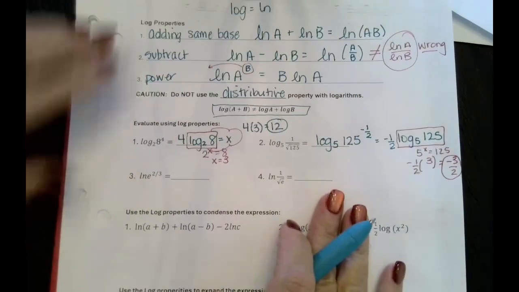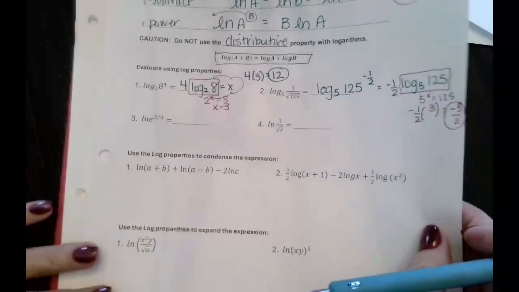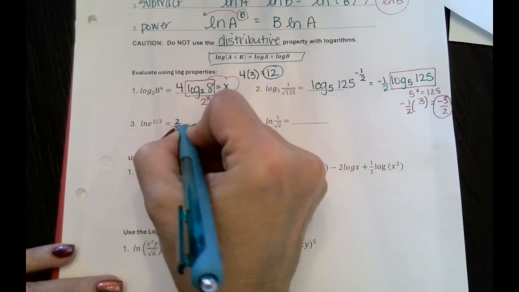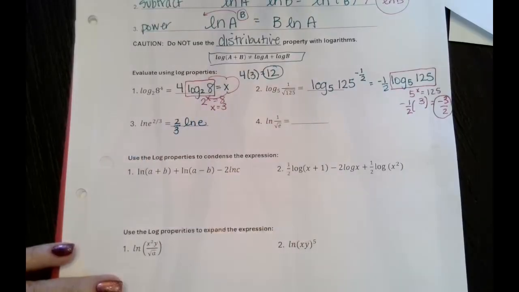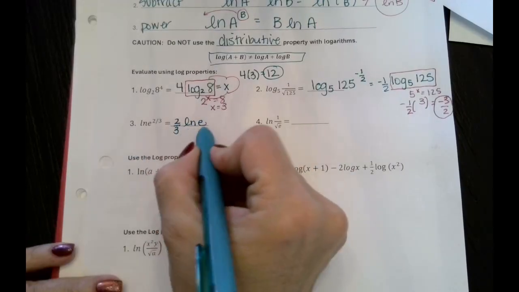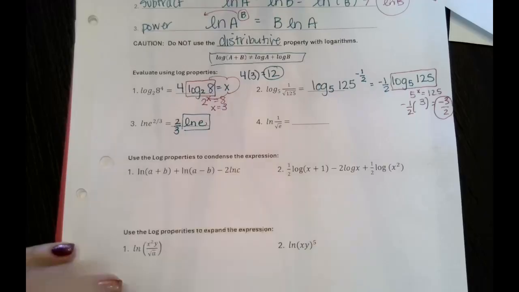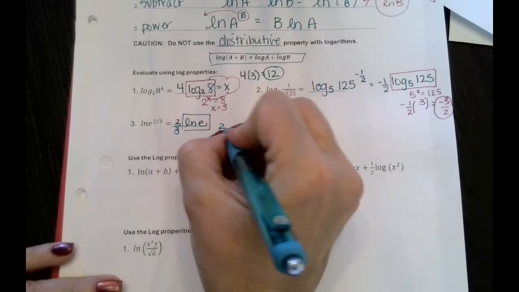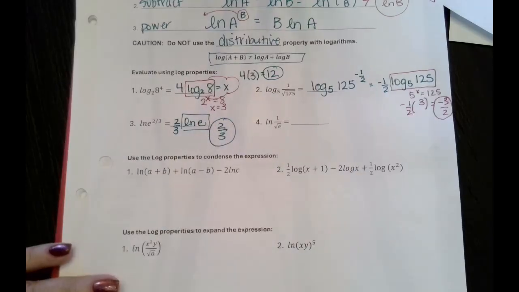All right, if we go to this one, again, I'm going to use my power property. So I'm going to bring the 2/3 out front, and then I have ln of e. And remember, ln e is equal to 1 because they cancel each other out. So all of this reduces to just 2/3.